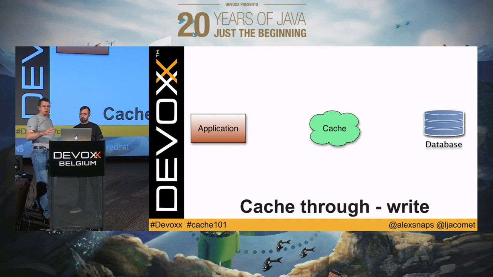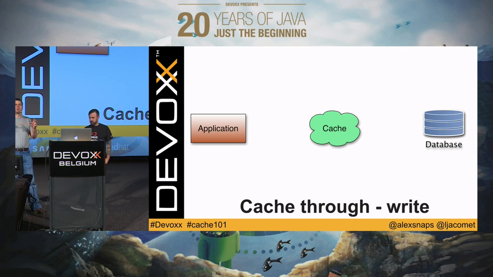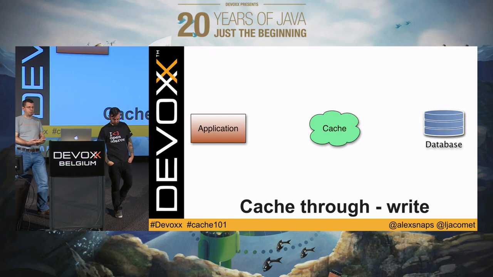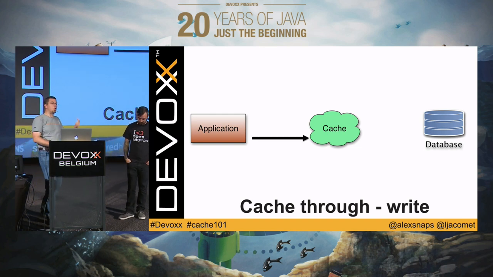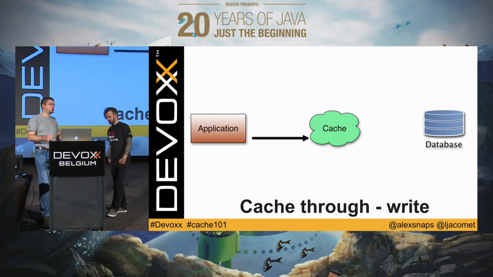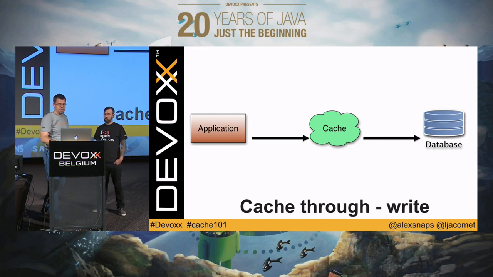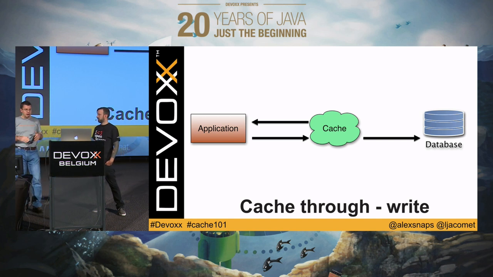So, that was read through, but you may also want to have write through, which when you think about it actually most often makes sense. If you have writable data and you're already doing everything read through, you probably want write through. So what does that mean? Well, it means that you're putting in the cache this time. Your application updated something on its own, and it puts to the cache. The cache goes right to the database and then returns. So again, no database interaction from the application's point of view.